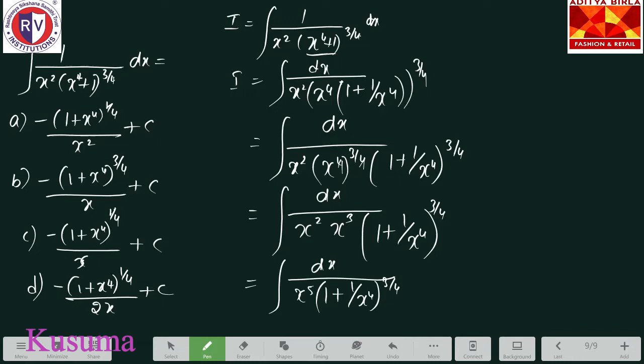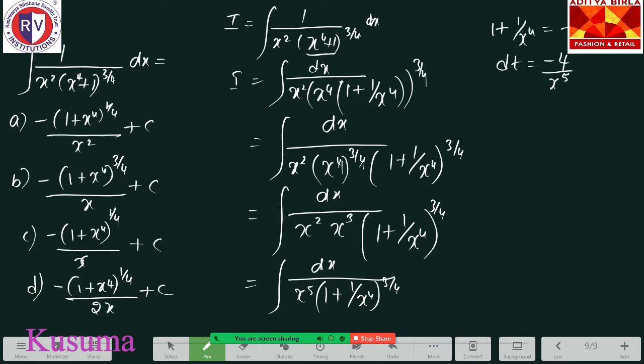So that 1 by x to the power of 5 should be the dt. See here, when we consider 1 plus 1 by x to the power of 4 as t, what will be dt? 1 by x to the power of 5. Difference, minus 4 by x to the power of 5. Minus 4 divided by x to the power of 5. This will be the dt.